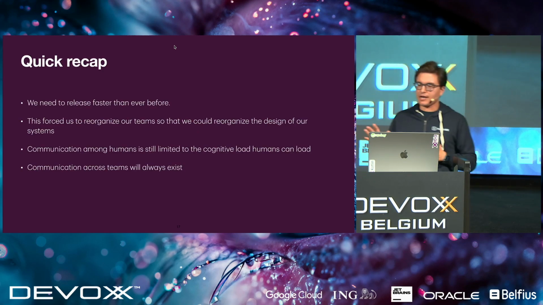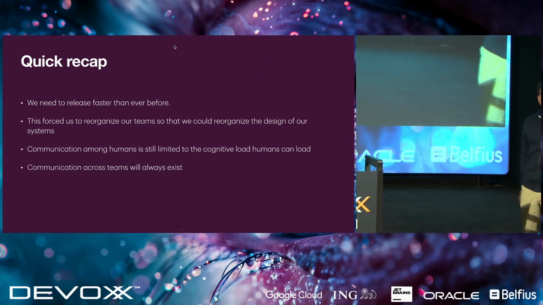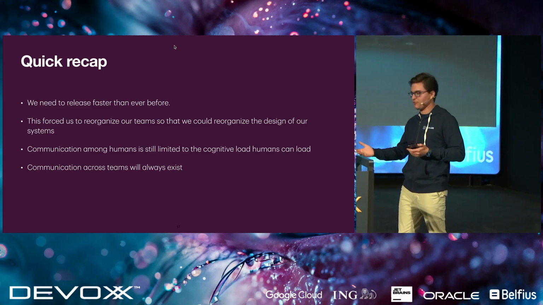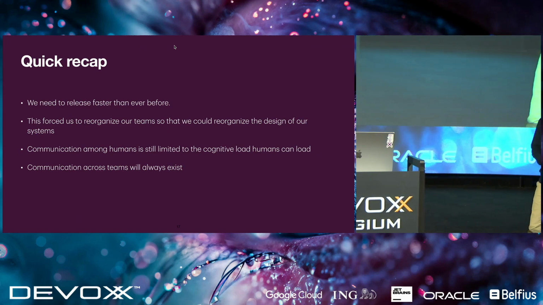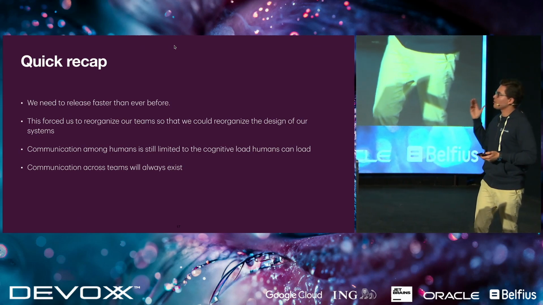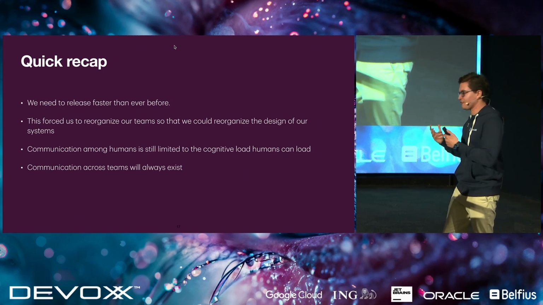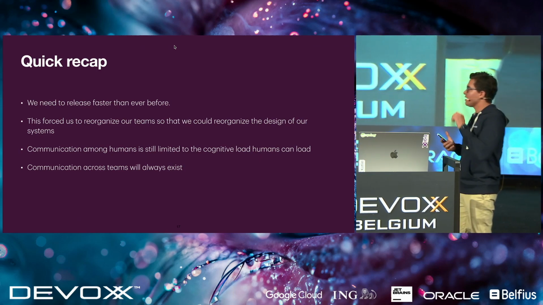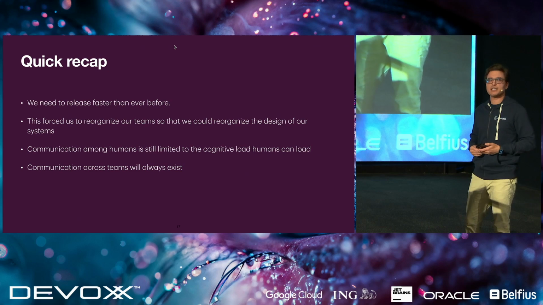So before we continue, I'd like to make a quick recap of everything I talked about so far. So we need to release faster than ever before because everybody's connected. If you enter Amazon, for example, and it's not working, you're going to go somewhere else like bol.com or another website, right? This forced us to reorganize our teams so that we could reorganize the design of our systems because it's a reflection of the way we organize our teams. However, communication among humans is still limited to the cognitive load humans can handle.